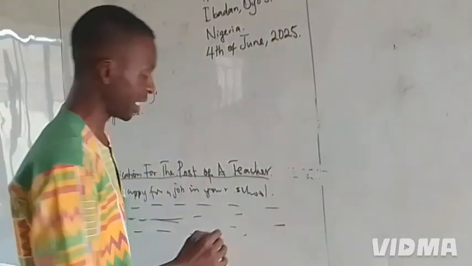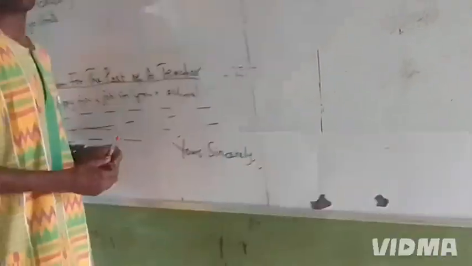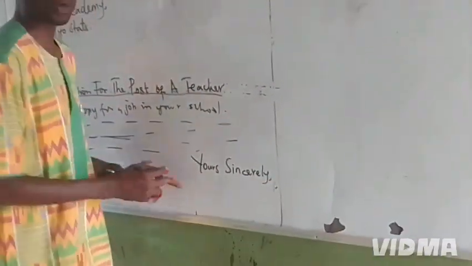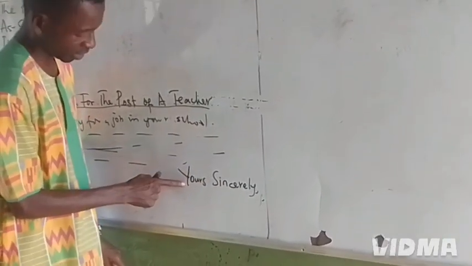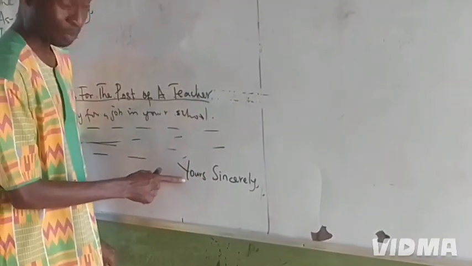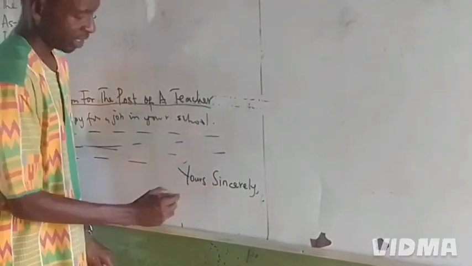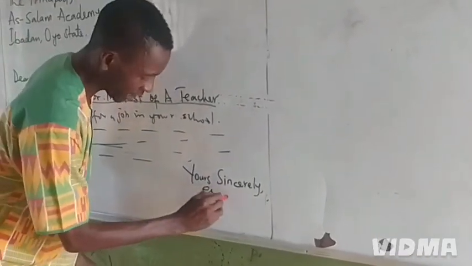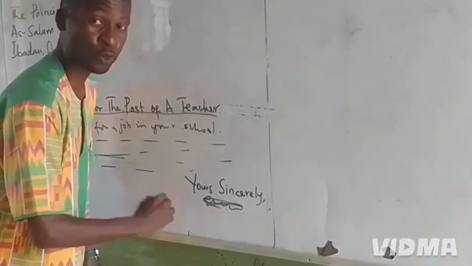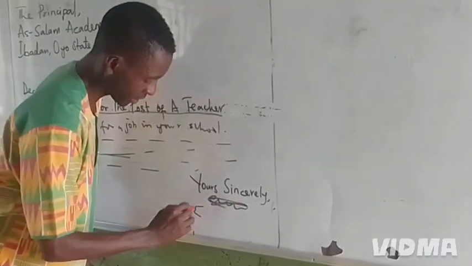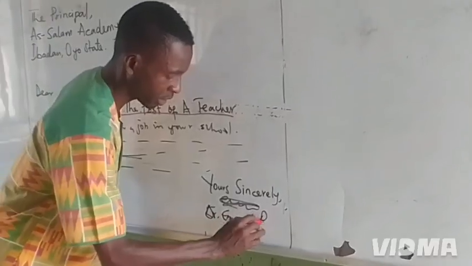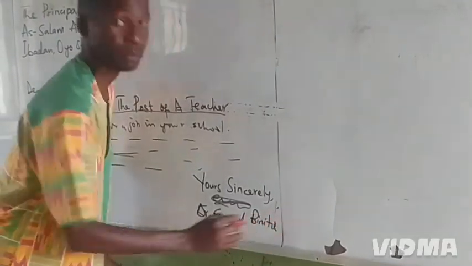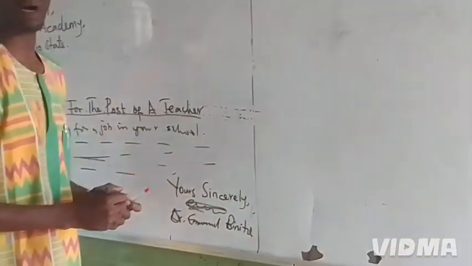And then the way you end it is different from informal letter. Yours sincerely. The last part of our formal letter, yours sincerely. Make sure that you don't make the mistake of writing this in small letter. Capital Y, capital S. Then you sign. In formal letter, you sign. And then you put your full name. Like my name is Dr. Emmanuel Binitie. That is my full name. So that is how to write a formal letter.